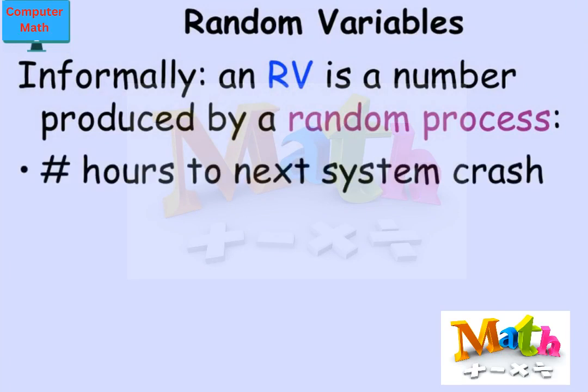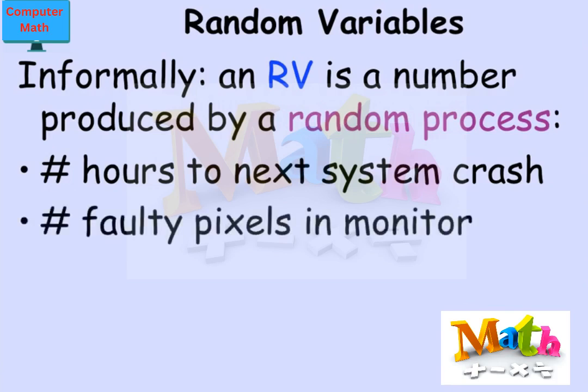So a typical kind of example where you get a random variable is you've got some system that you're watching, and you're going to time it to see when the next crash comes, if it crashes. Assuming that this is unpredictable, that it happens in some random way, then the number of hours from the present until the next time the system crashes is a number that's produced by this random process of whether the system works or not.